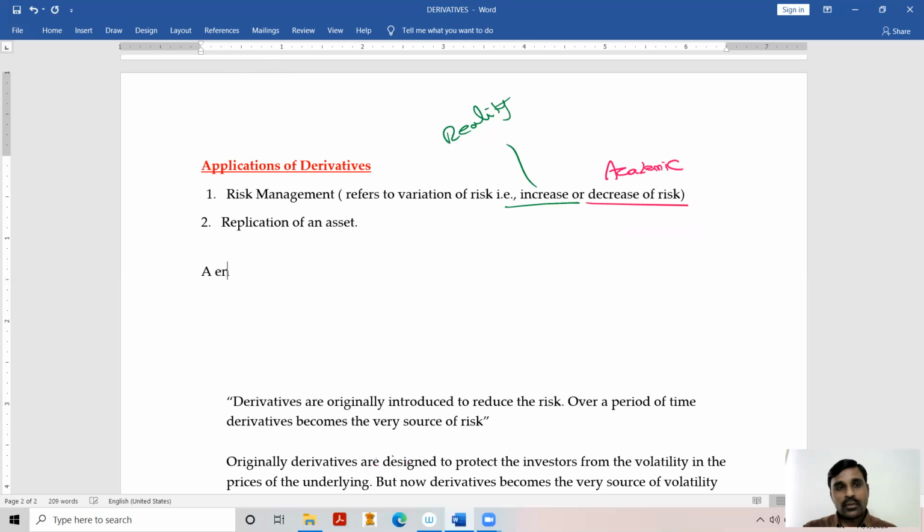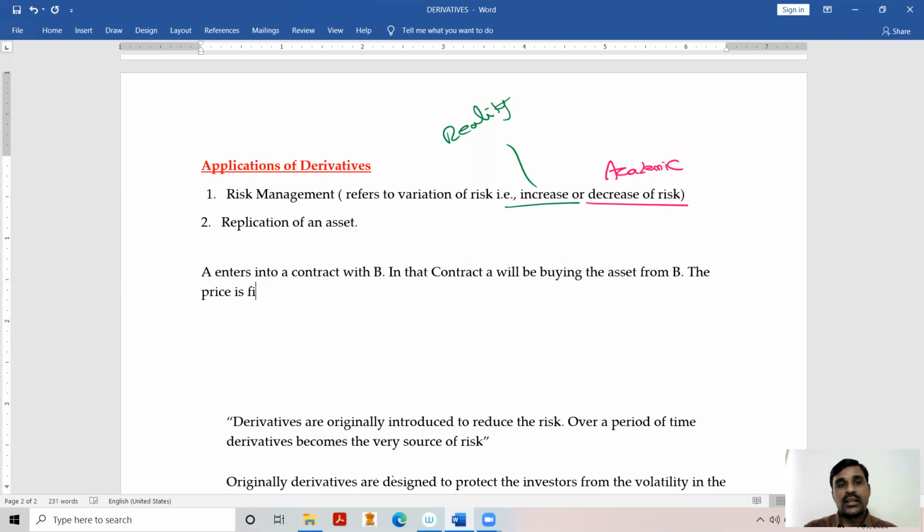Say, for example, A enters into a contract with B. In that contract, A will be buying the asset from B, the asset may be a share, commodity or currency. The price is fixed.